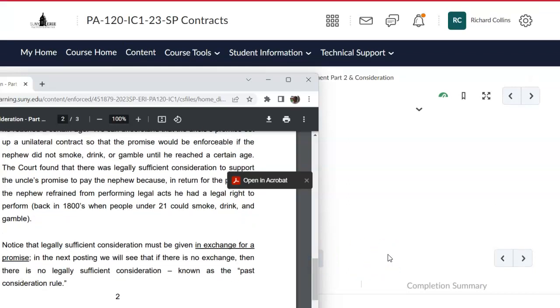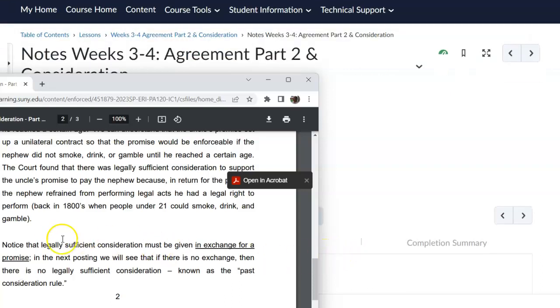I guess you could contrast this. I could probably come up with an example, but if I said to someone, I will pay you $5,000 if in the next year you don't use cocaine, and the person claims that they didn't use cocaine for a year, there would be no legally sufficient consideration, because in the first instance, unlike the nephew, they didn't. The person in this example didn't have the legal right to use cocaine.